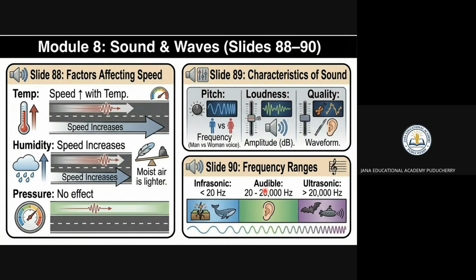As for frequency ranges, infrasonic waves are less than 20 hertz. The audible range is 20 to 20,000 hertz. Ultrasonic waves are greater than 20,000 hertz. The remaining things you will see in the next class.